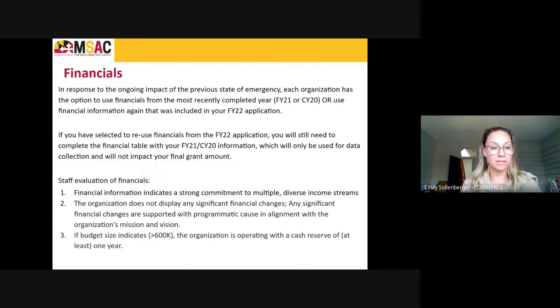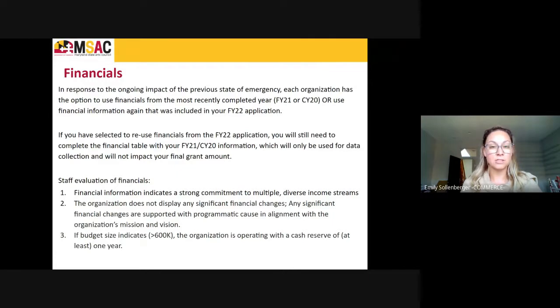And again, that's just our continued support for the impact that's been happening over the past 18 months or so. So if you have any questions about what financials to use, again, we really want you to use the best financial picture that you have.